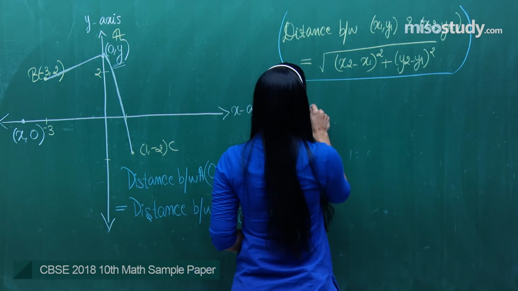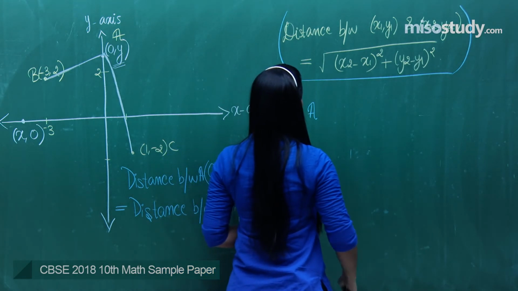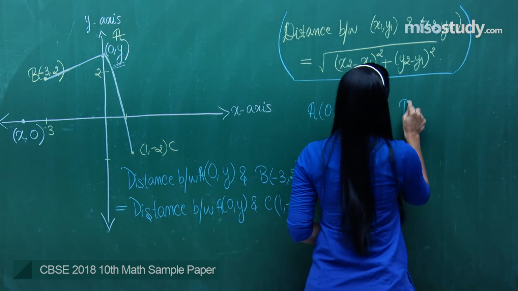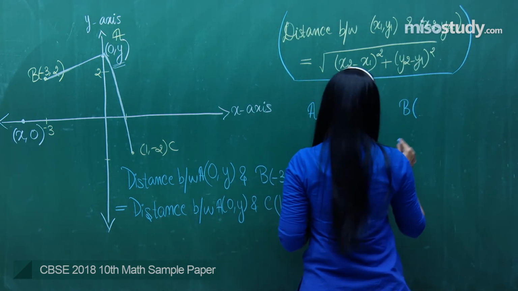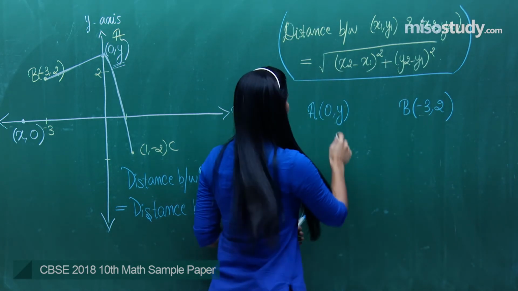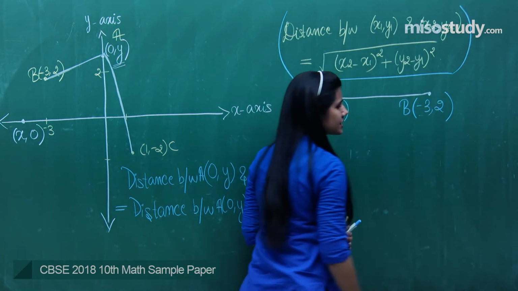So right now, if my point A is 0, y and my point B is -3, 2, what is the distance between these 2 points?